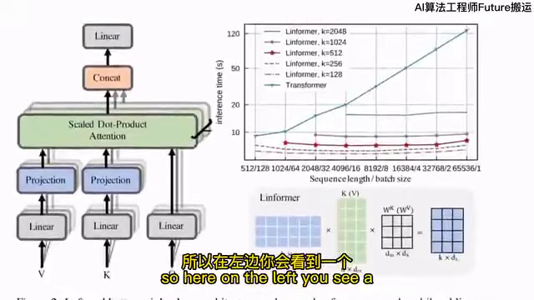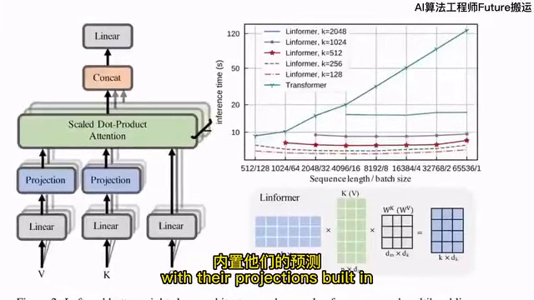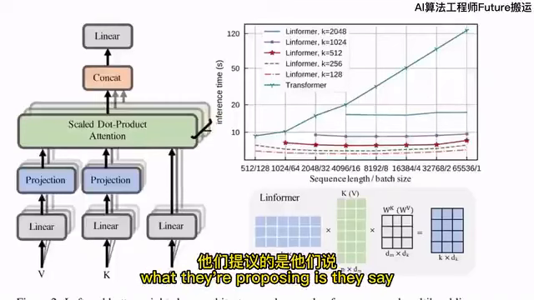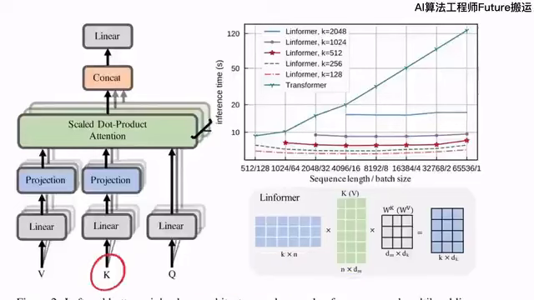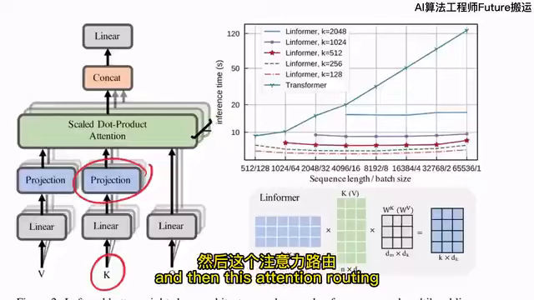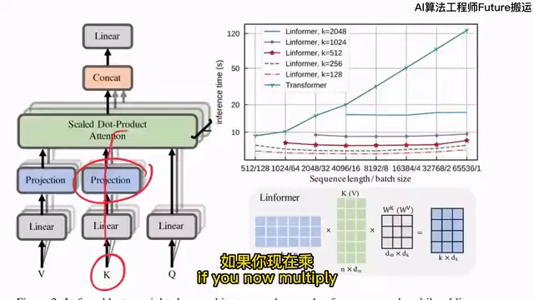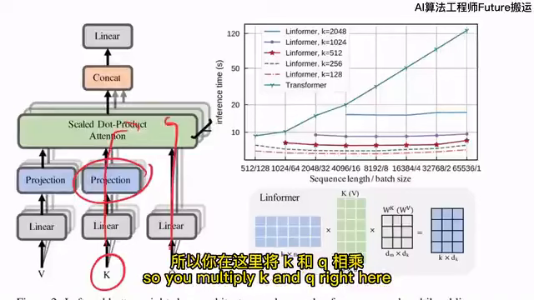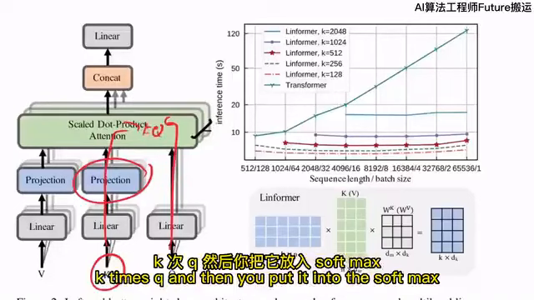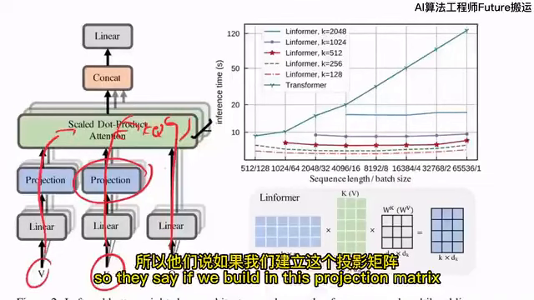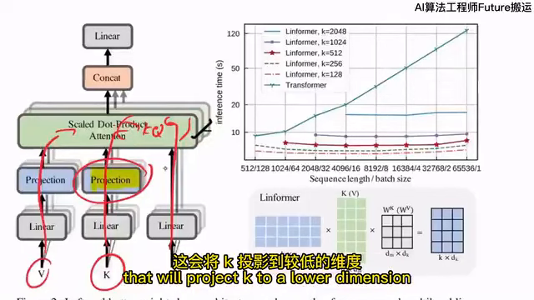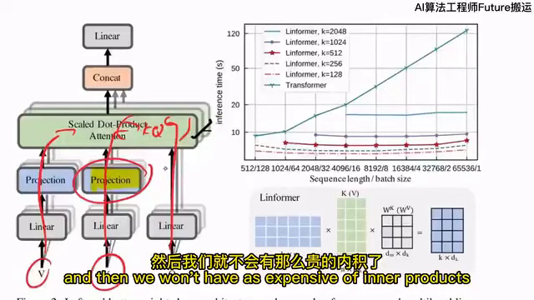So here on the left, you see a classic attention mechanism with their projections built in. What they're proposing is, they say, let's project the matrix K using one of these random projections. And then this attention routing, if you now multiply K and Q right here, K times Q, and then you put it into the softmax, and then you use it to route this W. So they say if we build in this projection matrix, that will project K to a lower dimension, and then we won't have as expensive of inner products.